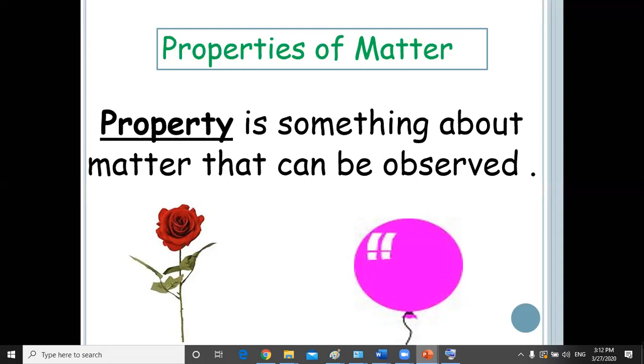So when we talk about properties of something, we talk about color, its odor, its texture, and so on. So property is something about matter that can be observed. That can be observed. Property. Repeat it again. Property. Great job. So property is something about matter that can be observed.